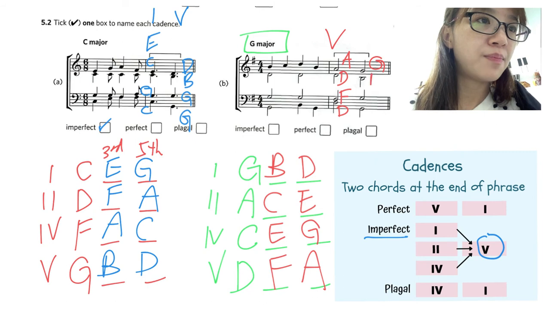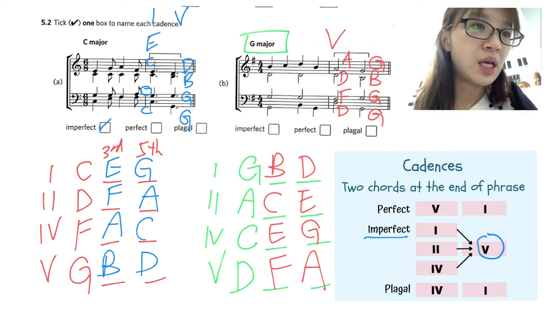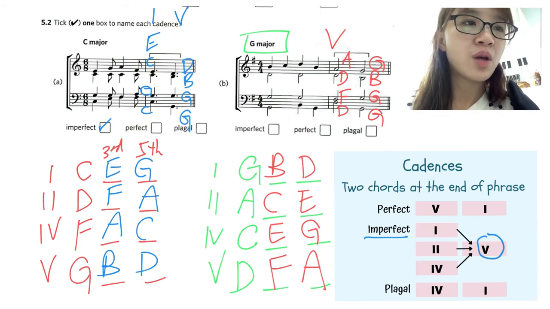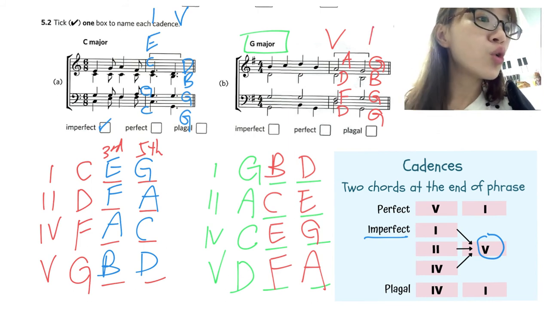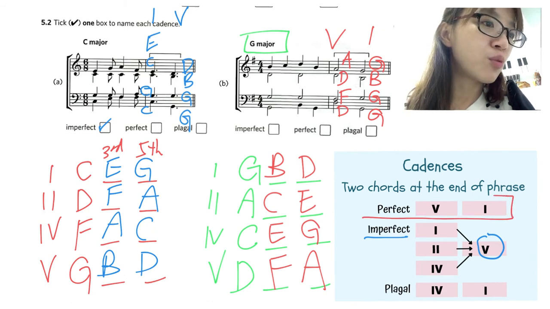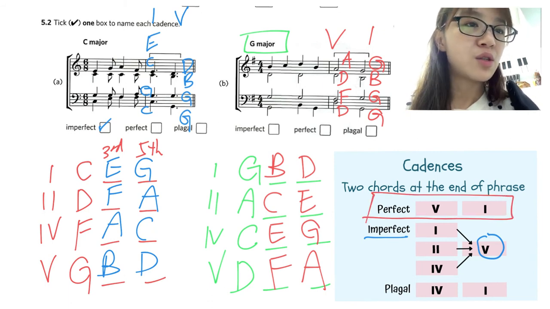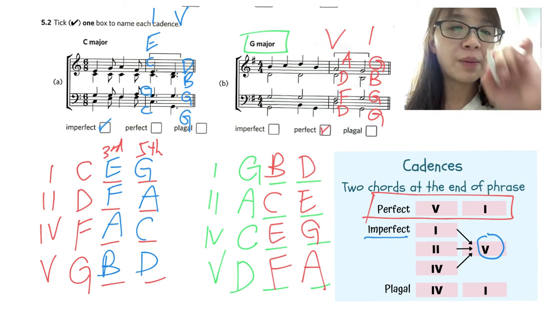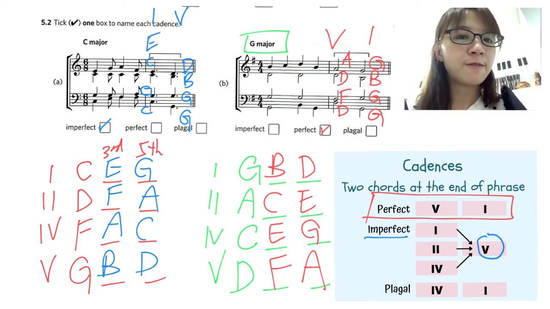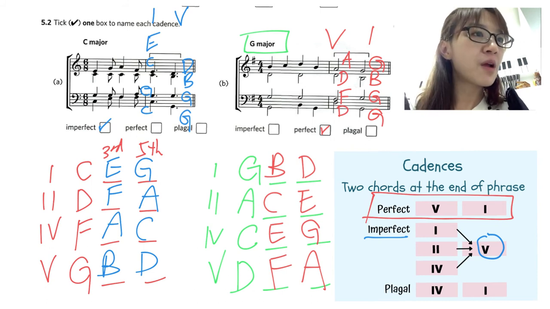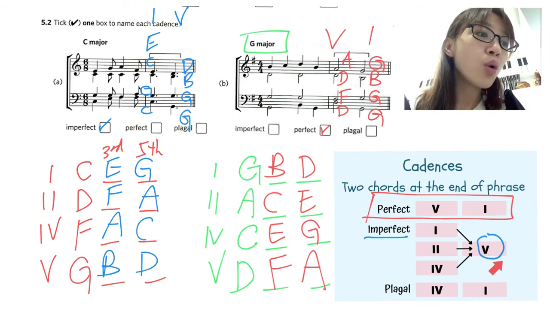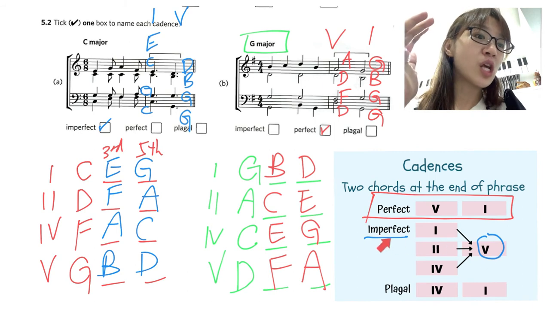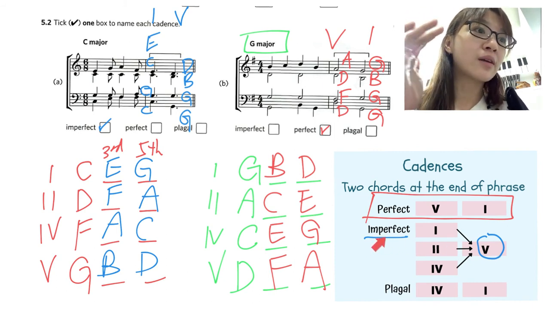Next one, G, B, G, G. You have a G and the B. It gives you chord 1. So 5, 1 gives you perfect. So you can remember that when you have perfect, it is so, do. When you have imperfect, it is the other way around: do, so. It's not finished. Imperfect means not finished, incomplete.